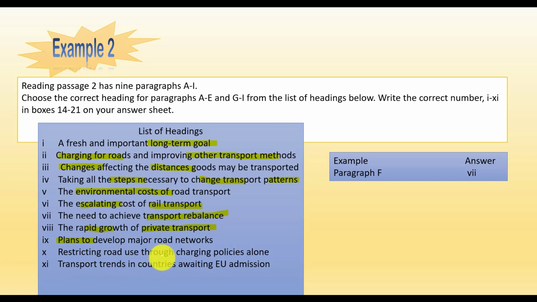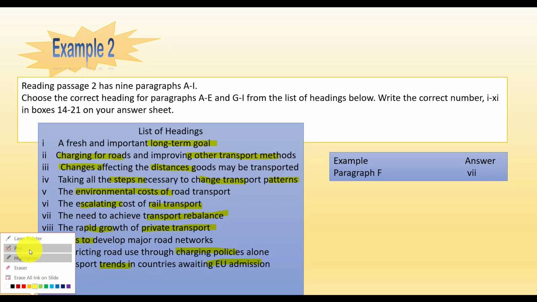Restricting road use through charging policies alone. Charging policies. This alone is also very important. Also, restricting is important. When we find charging policies, we need to go back to these headings and narrow our options. Transport trends in countries awaiting EU admission. EU is our keyword because it's easy to find, and also trends because it's plural.